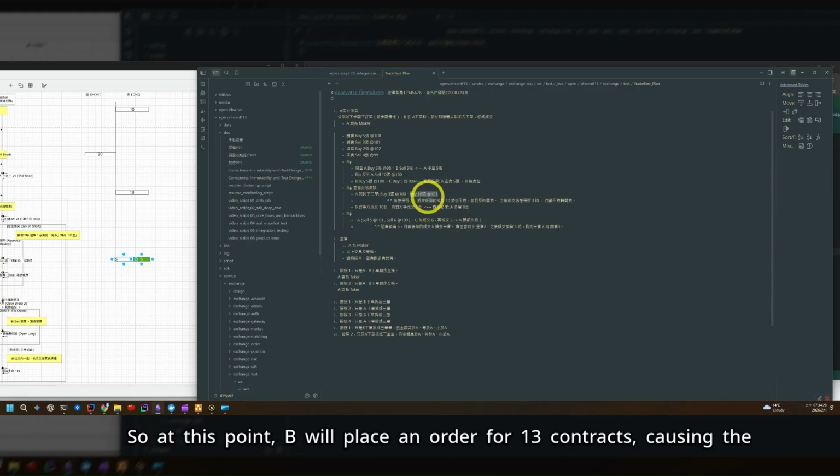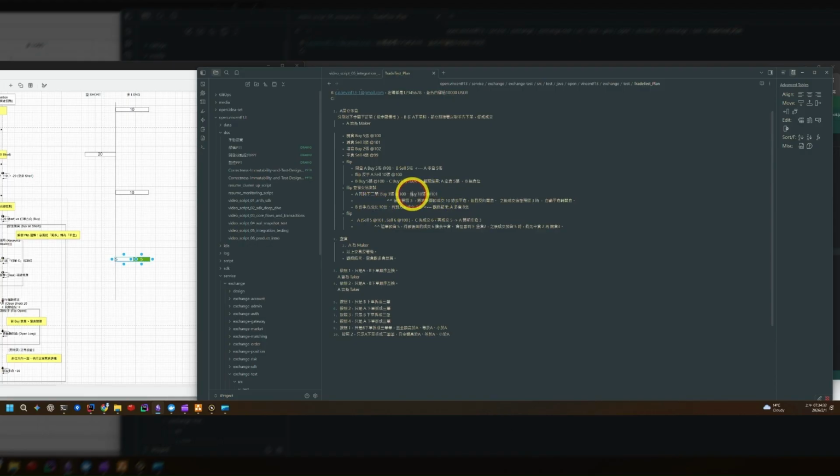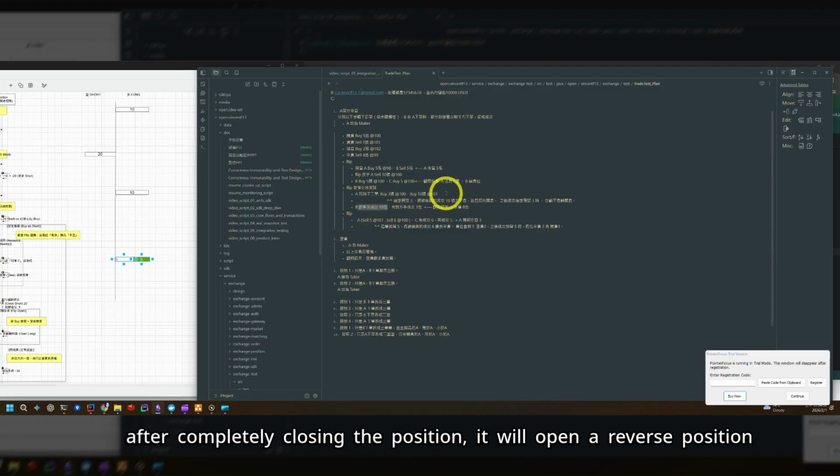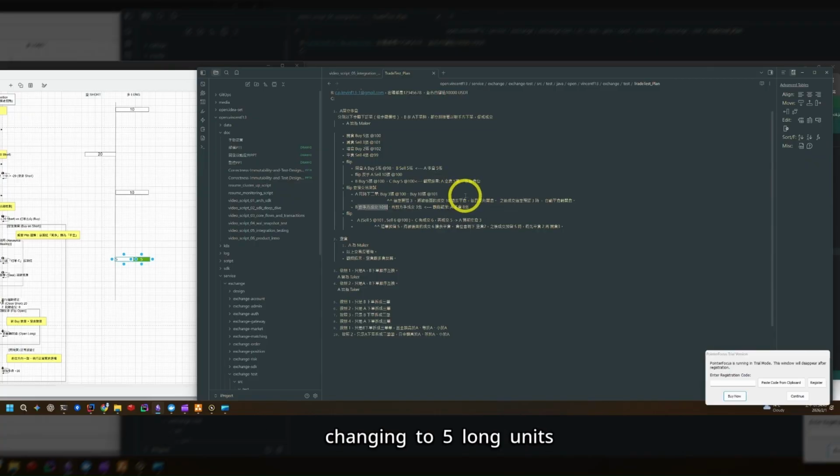So at this point, B will place an order for 13 contracts, causing the trade to be executed. Our expected result is that the 5 short units will be closed first, and after completely closing the position, it will open a reverse position, changing to 5 long units.